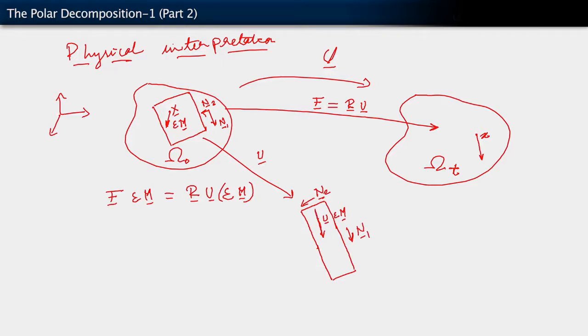Importantly though, the sides of the rectangle have not changed their orientation because they were originally aligned with the eigenvectors of U, and those eigenvectors are undergoing pure stretches. The extent of the stretches are given by the eigenvalues of U. That would be lambda 1 applied to that original length of the rectangle, and lambda 2 applied to the original width of the rectangle. And then R comes into the picture.